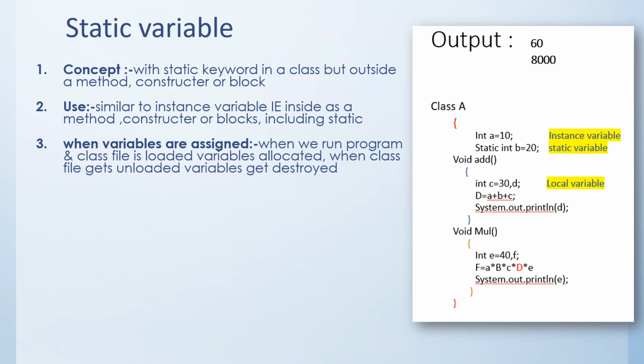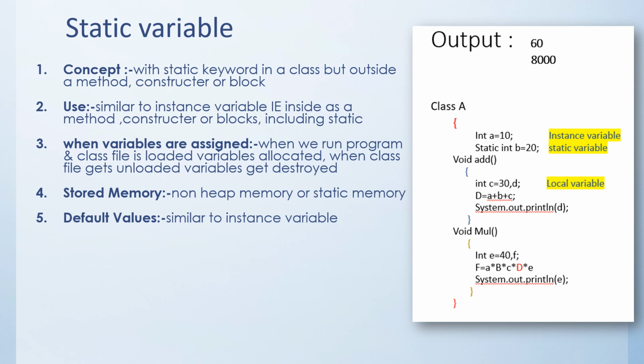When we run a program and the class file is loaded, variables are allocated. When the class file is unloaded, variables get destroyed. So only when you execute a program will it store the value, and it does this at the backend. Where is it stored? In non-heap memory, or static memory. Default values are similar to instance variables: int is 0, boolean is false, and so on. Except for local variables, the remaining instance and static variables take default values.